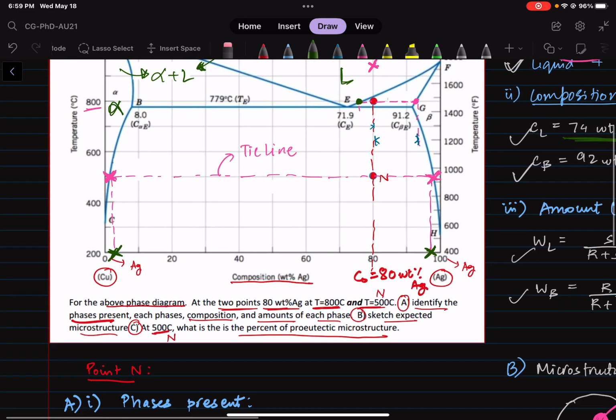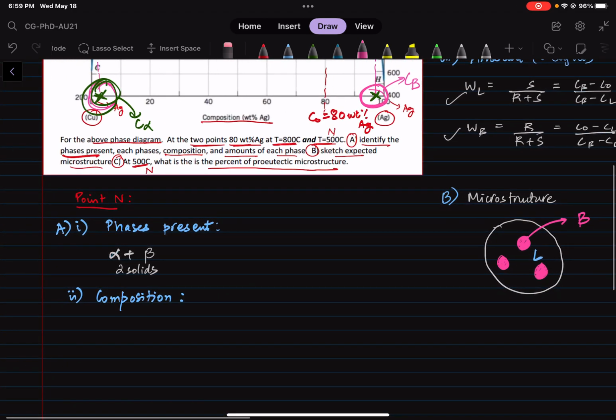Because we know that alpha is on the left and beta is on the right, similar to the liquid and beta example, you will have this cross mark as your C alpha, or the composition of alpha, and then you will have this cross mark as your C beta. So again, for point N, your C alpha, the composition of alpha at point N, will be somewhere around, let's call it 3 weight% silver.